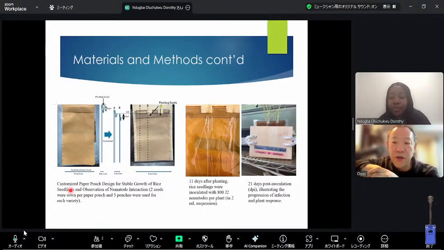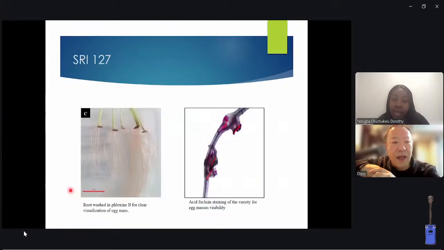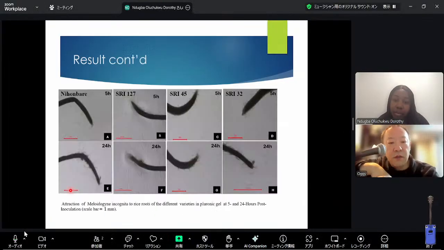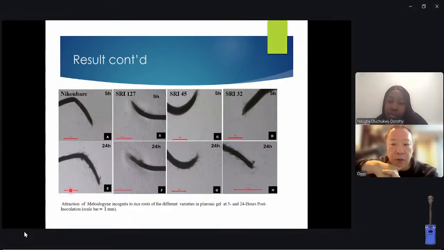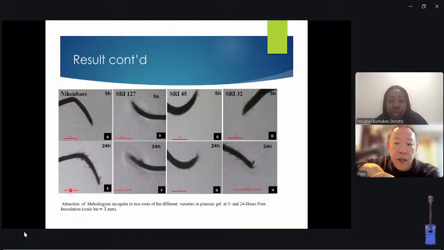Good. So next question. You had the pictures of 5 hours and 24 hours for each species. Yes, that one is good. So these are different rice species. And you were saying 45 and 32 are strong, and the Nihon Barre is very weak for this situation.